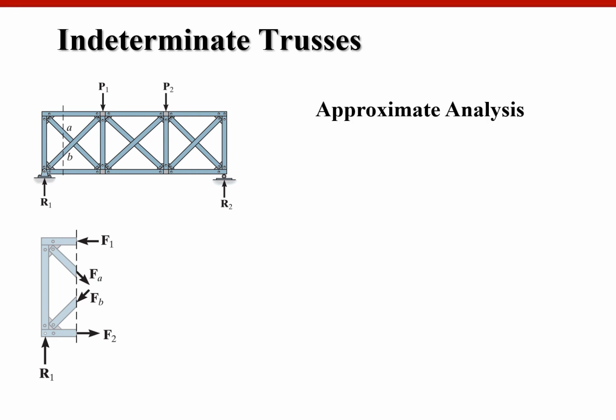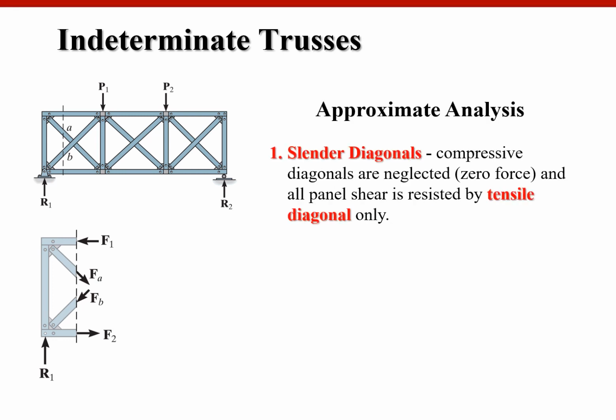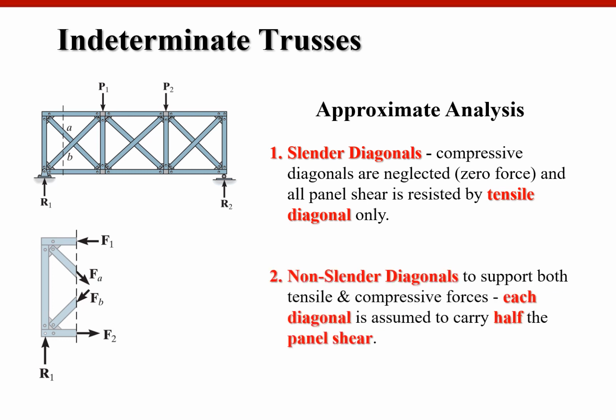Okay. So in approximate analysis, we are going to have two cases where your members are very slender. Here, slender means it does not have resistance to compression force because it will buckle. And second case, non-slender, that means your member can resist both tension or compression.